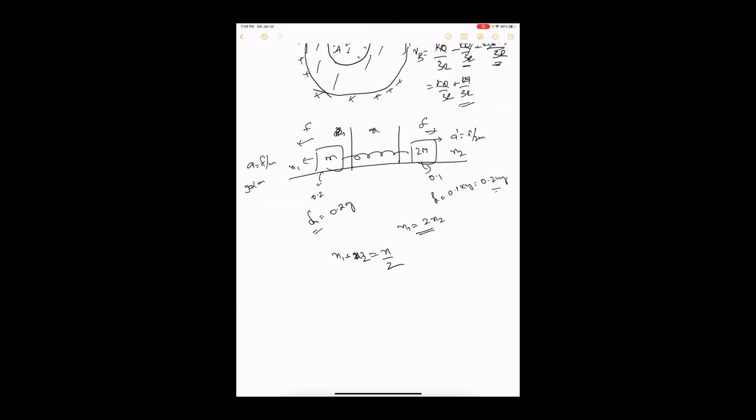Initially it is X, now X by 2. X1 plus X2 is X by 2. Replacing X1 with 2X2, 3X2 is X by 2 and X2 is X by 6. X1 is 2X2, which is 2X by 6 or X by 3. So mass M moves X by 3 and mass 2M moves X by 6.